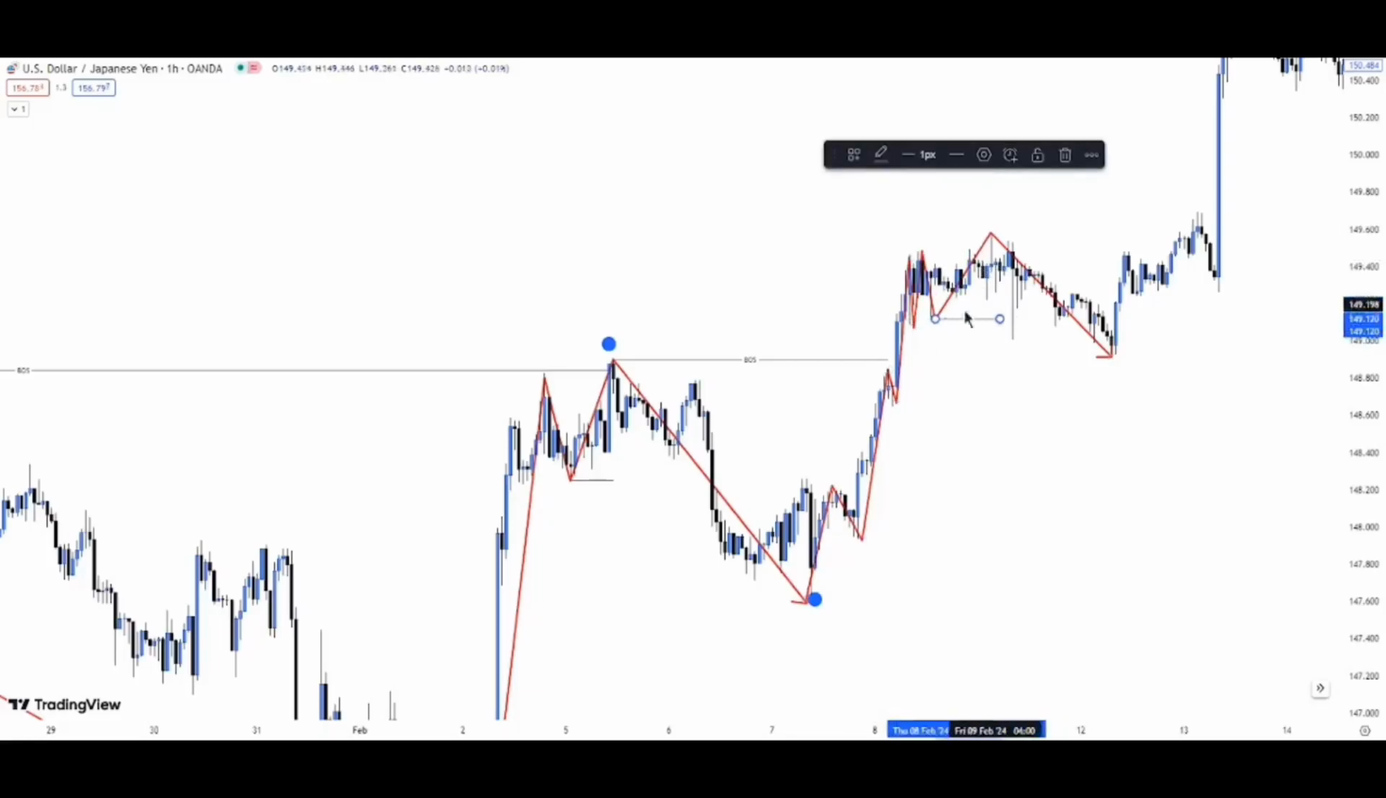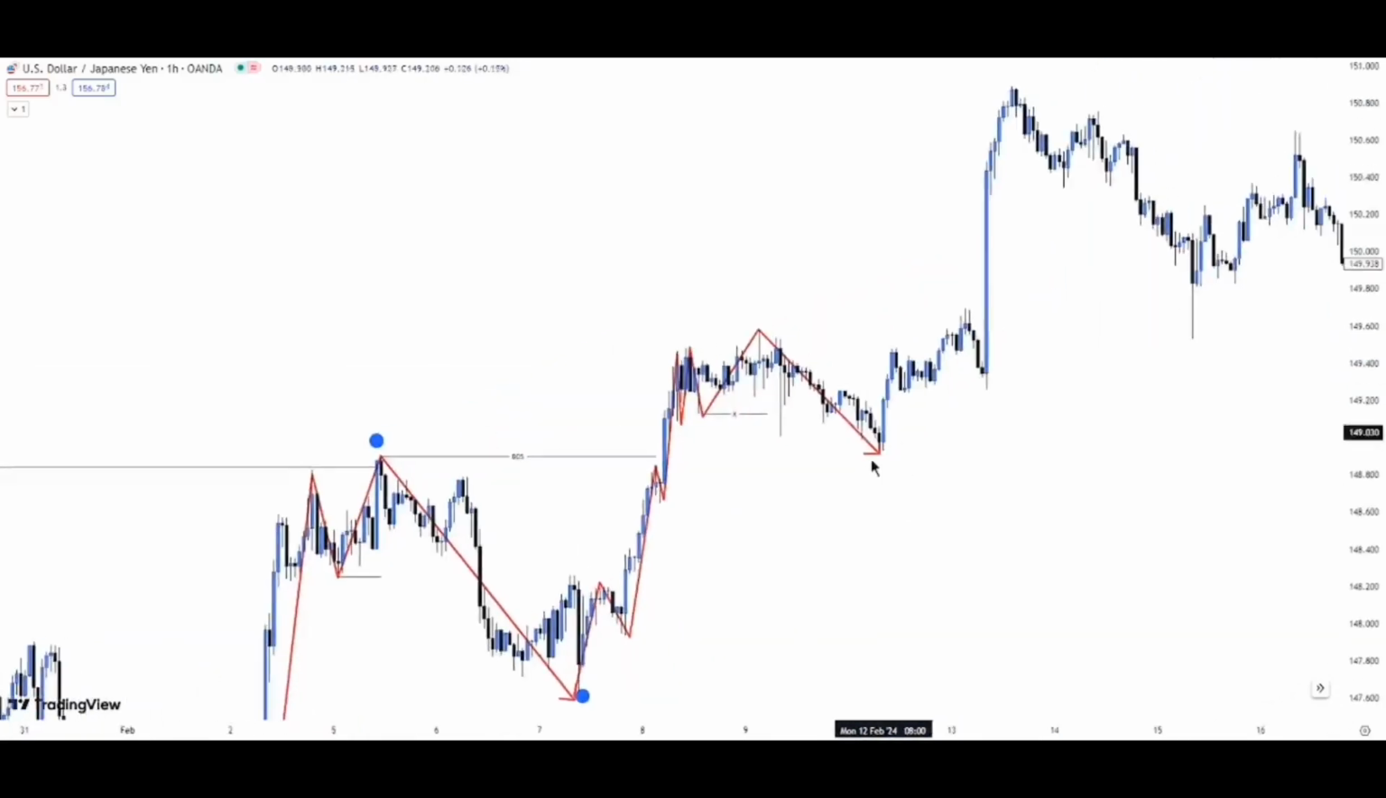Otherwise, if you mark here as your inducement, if you mark this point as your inducement or this point as your inducement, what will naturally happen is that you will find an OB here and you will place your trade there, and then you will be taken out, because that is not actually your inducement. This is not your inducement. This is actually your inducement. I want you to understand that. Please go over this video again and again.